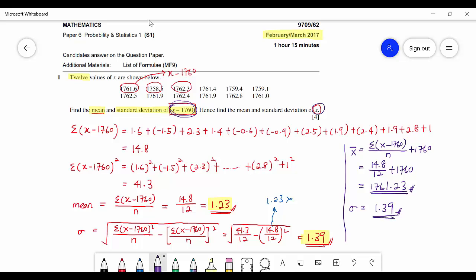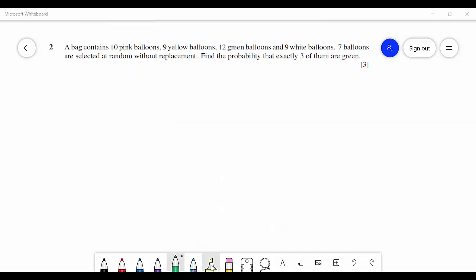All right, so this is what we have for question number 1. Okay, so for question number 2, there's a bag containing 10 pink balloons, 9 yellow balloons, 12 green balloons, and also 9 white balloons. Then out of all these balloons, you want to select 7 balloons. So maybe you can highlight the words 7 balloons are selected.